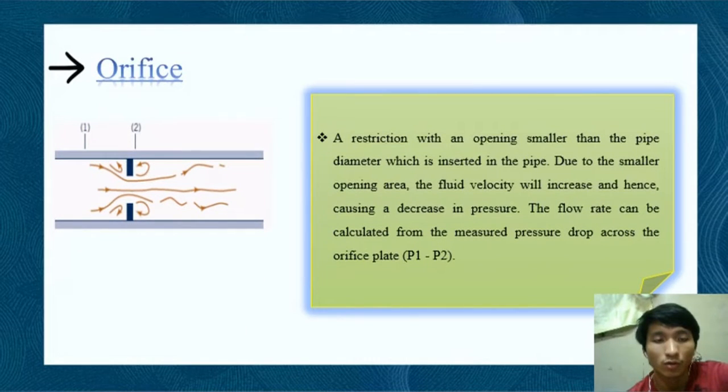So we're going to start with the orifice first. An orifice is a restriction with an opening smaller than the pipe diameter which is inserted in the pipe. Due to the smaller opening area, the fluid velocity will increase and hence cause a decrease in pressure. The flow rate can be calculated from the measured pressure drop across the orifice plate, P1 to P2, which means this is P1 and this is P2.